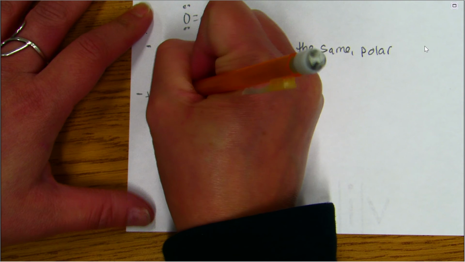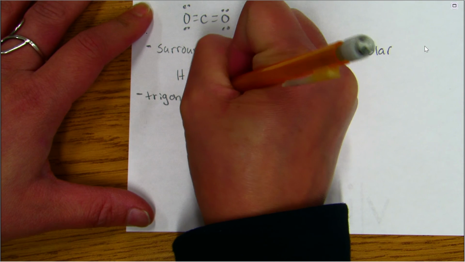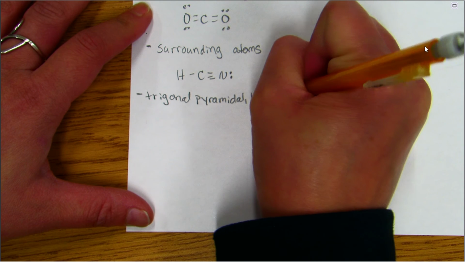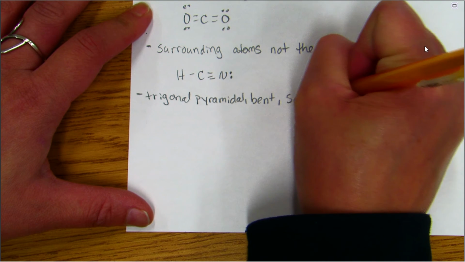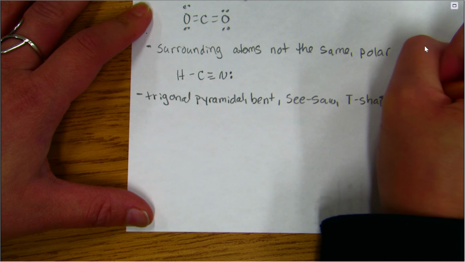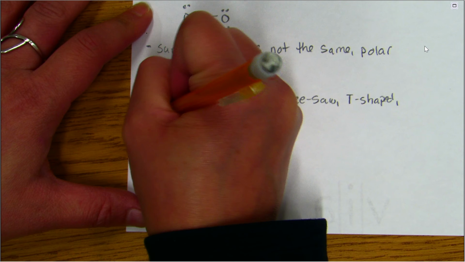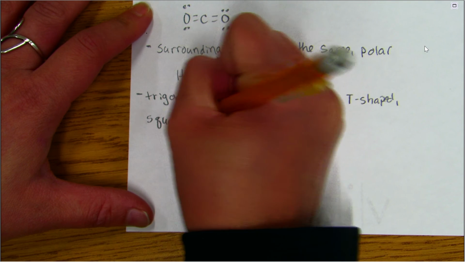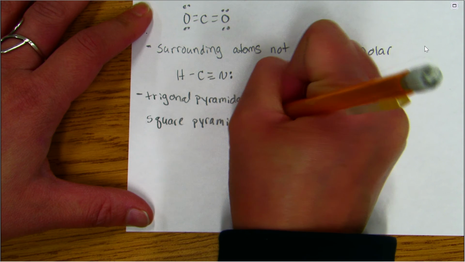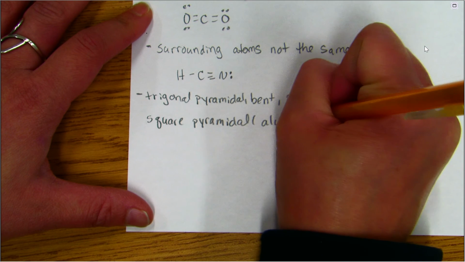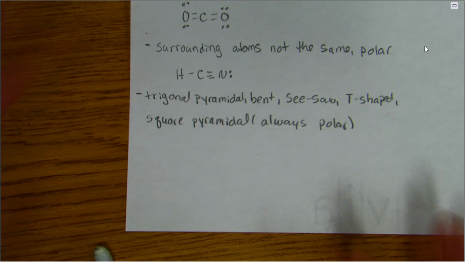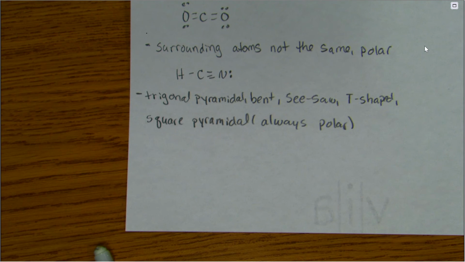Trigonal pyramidal, bent, seesaw, T-shaped, and square pyramidal, these shapes will always be polar. Okay, so the pull is unequal on these shapes.